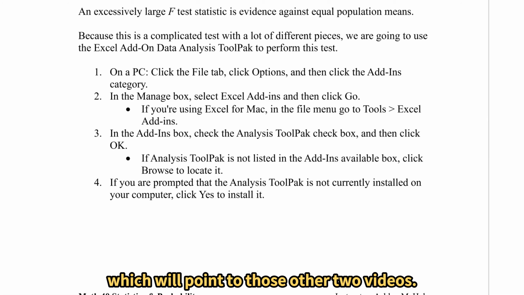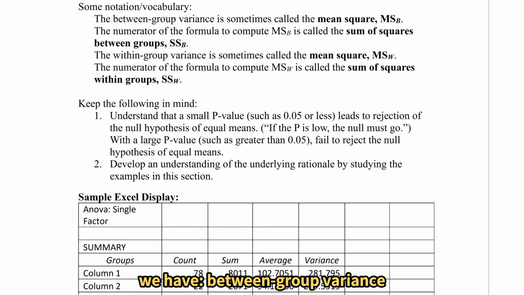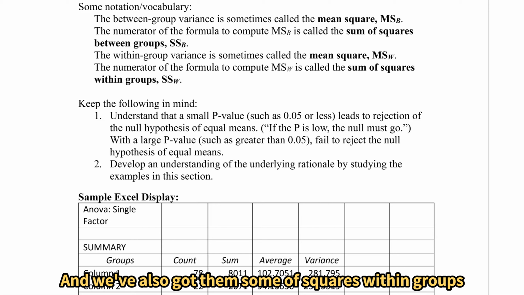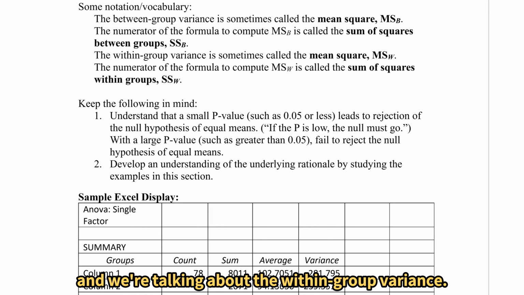And some more information, we have between group variance is sometimes called the mean square. The numerator of the formula to compute the mean square is sometimes called the sum of squares between groups. And we've also got the sum of squares within groups when we're talking about the within group variance.